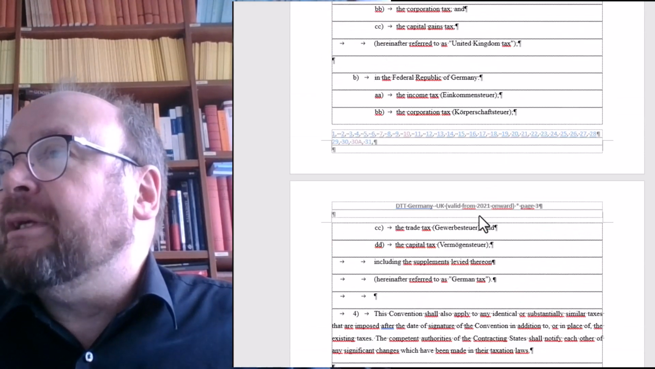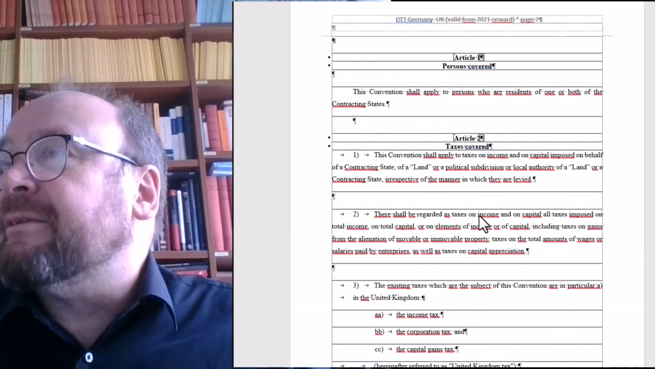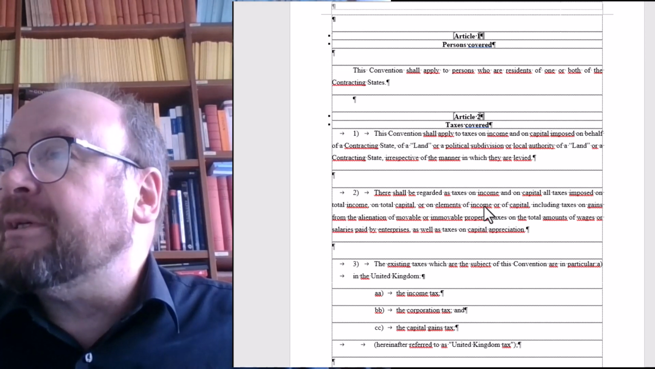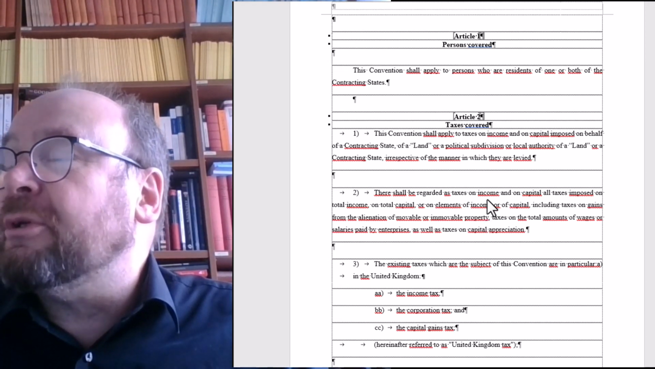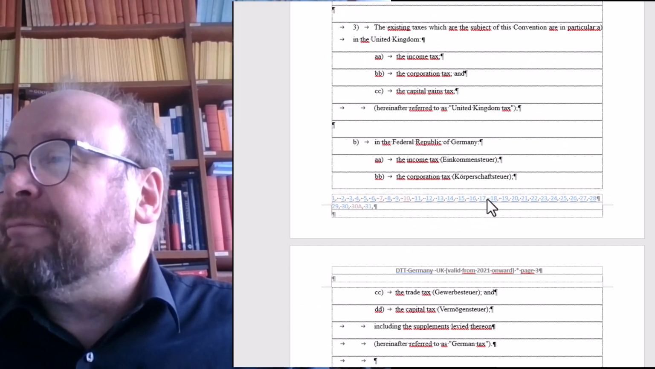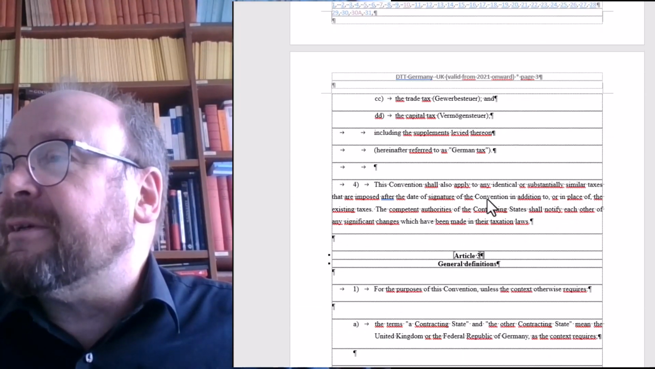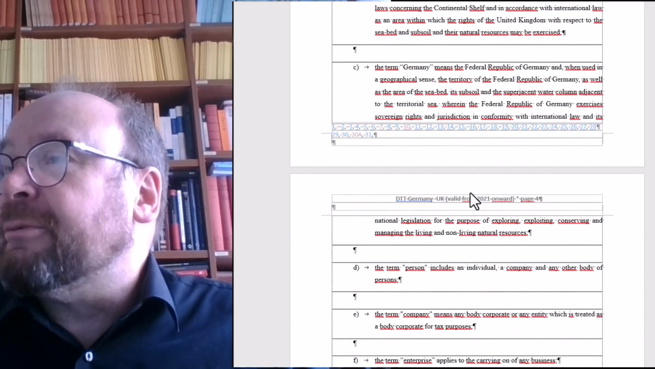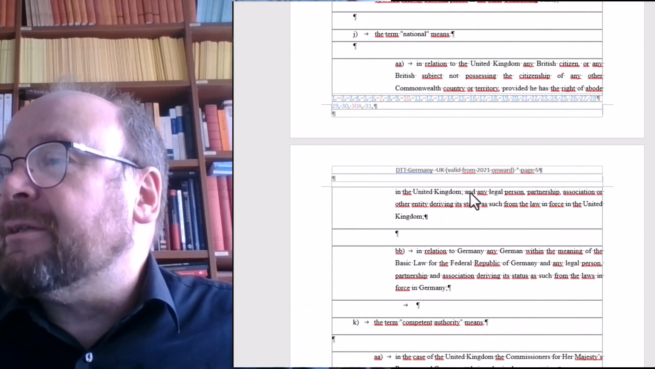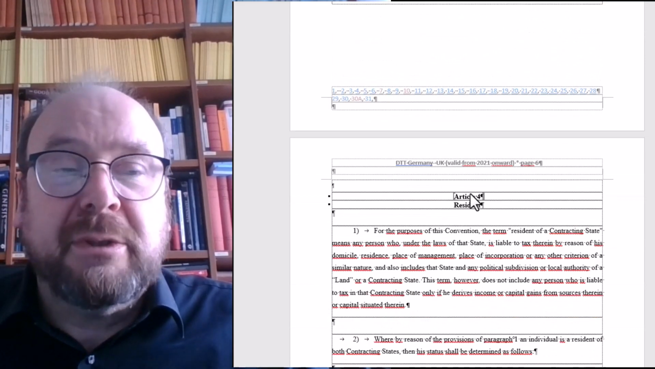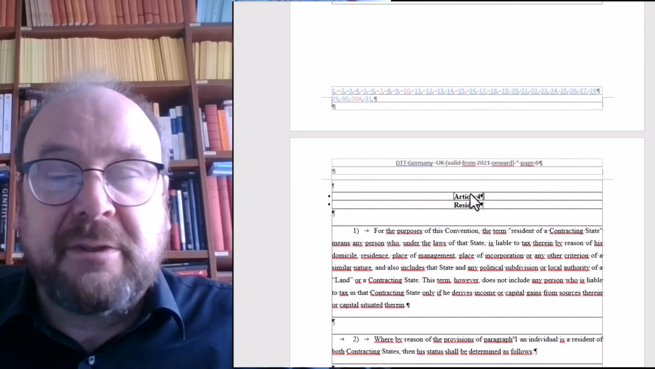You see here in the beginning we have the usual things, that one of the persons must be resident in one of the two states, otherwise all the formula of the DTT would not work. That the taxes covered are only taxes on income and corporation taxes and things like that, and on the wealth tax or capital tax. Then you have a chapter with definitions, and in that chapter you find Article 4, the rule who is resident in which place or country.